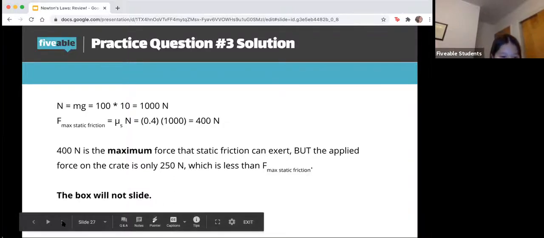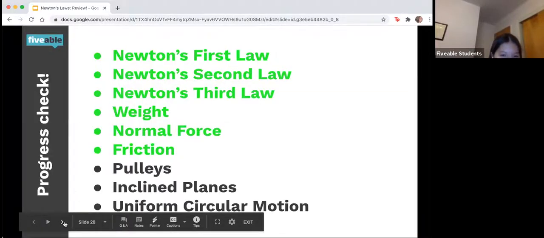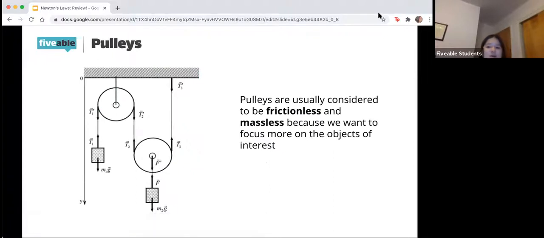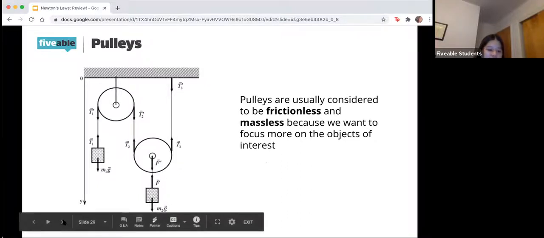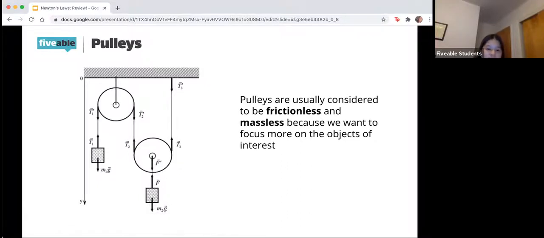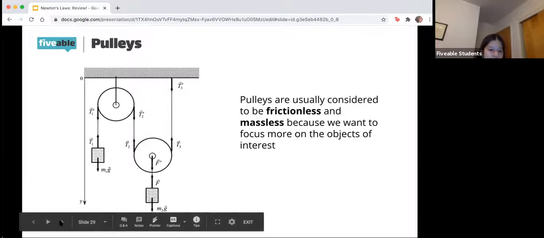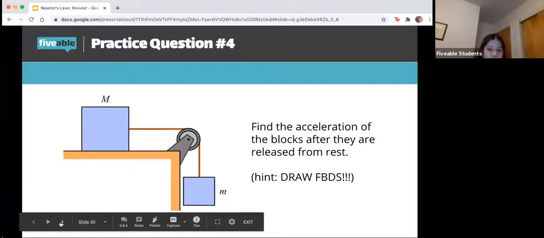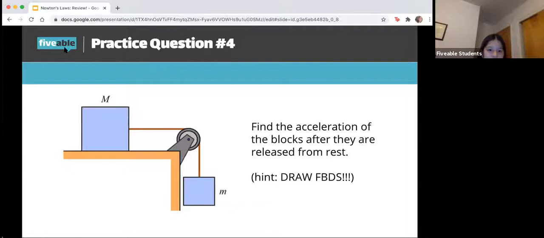Alrighty, we're almost there. Pulleys. Yeah, pulleys are weird. I'm gonna be honest. But usually in these kinds of questions, they're frictionless and massless, because we want to focus more on the objects of interest, like the box and the blocks. Those are usually the ones they ask us to figure out. What's the acceleration? What's the tension force? That's usually what they ask for.